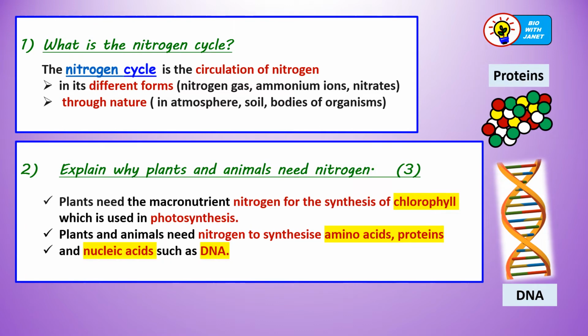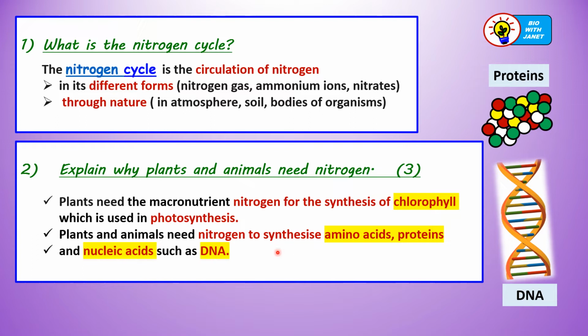Next, explain why plants and animals need nitrogen. That means what is the importance or role of nitrogen in organisms. Now for plants, plants need the macronutrient nitrogen for the synthesis of chlorophyll, the green pigment that is used to absorb sunlight in photosynthesis. So if there's a lack of nitrogen in the soil, plants will not be able to synthesize sufficient chlorophyll. So the leaves will be yellow and the growth will be stunted because plants will not be able to produce enough organic food substances for their growth.